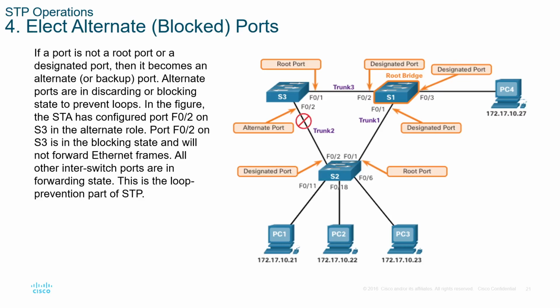The way we do this is by verifying the bridge ID one more time. We compare the bridge ID between S2 and S3. If S2, which in this case has the lowest bridge ID, S2 will actually be the one with the designated port.